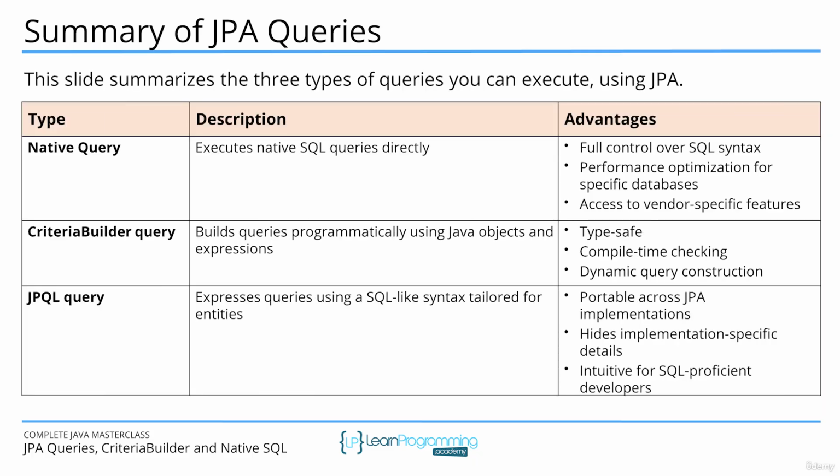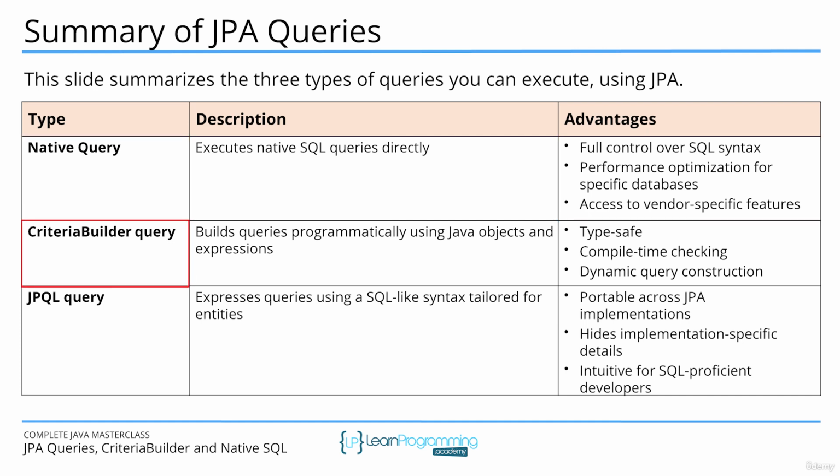This slide summarizes the 3 types of queries you can execute using JPA. The native query executes native SQL queries directly. This gives you full control over SQL syntax. It allows for performance optimizations for specific databases and gives you access to vendor-specific features.